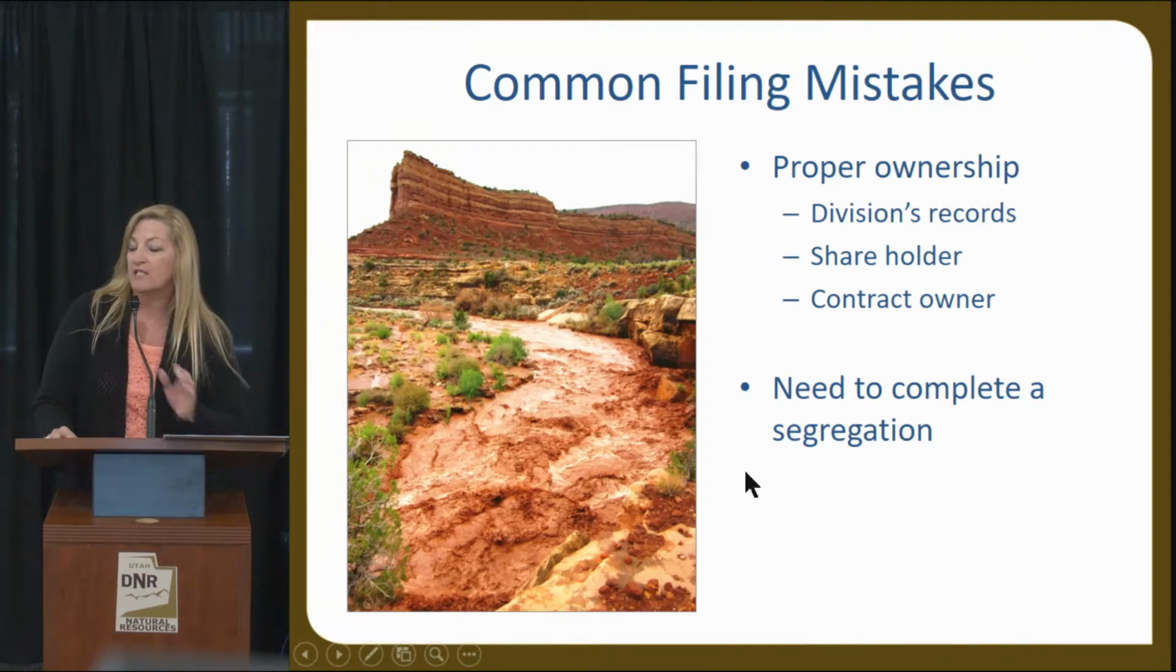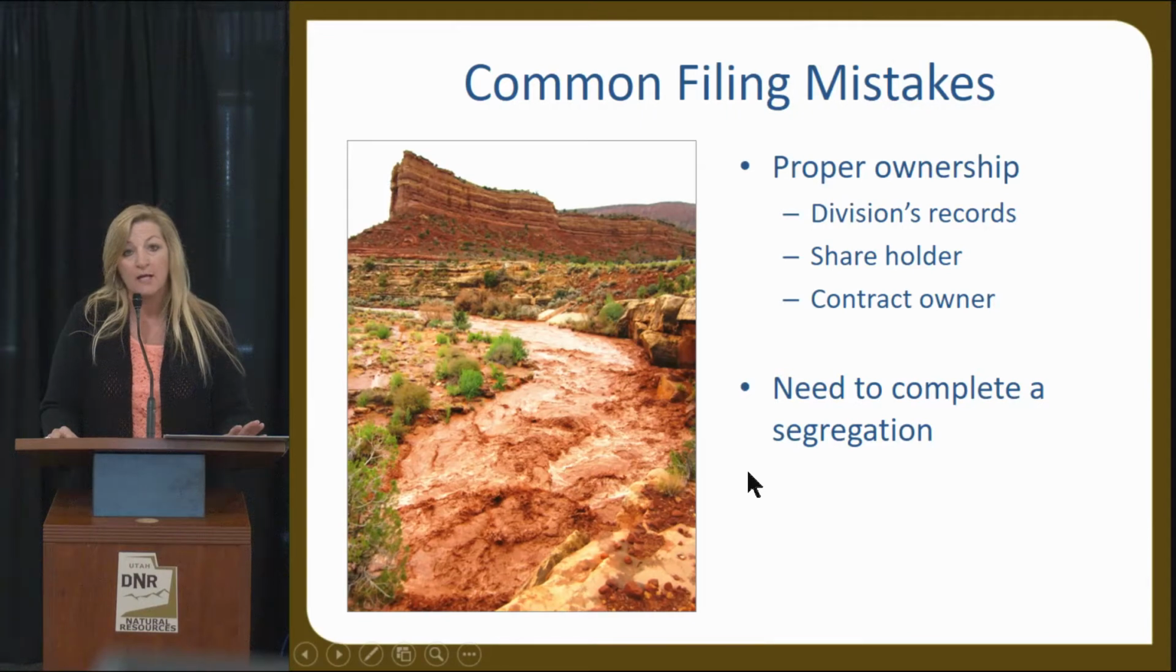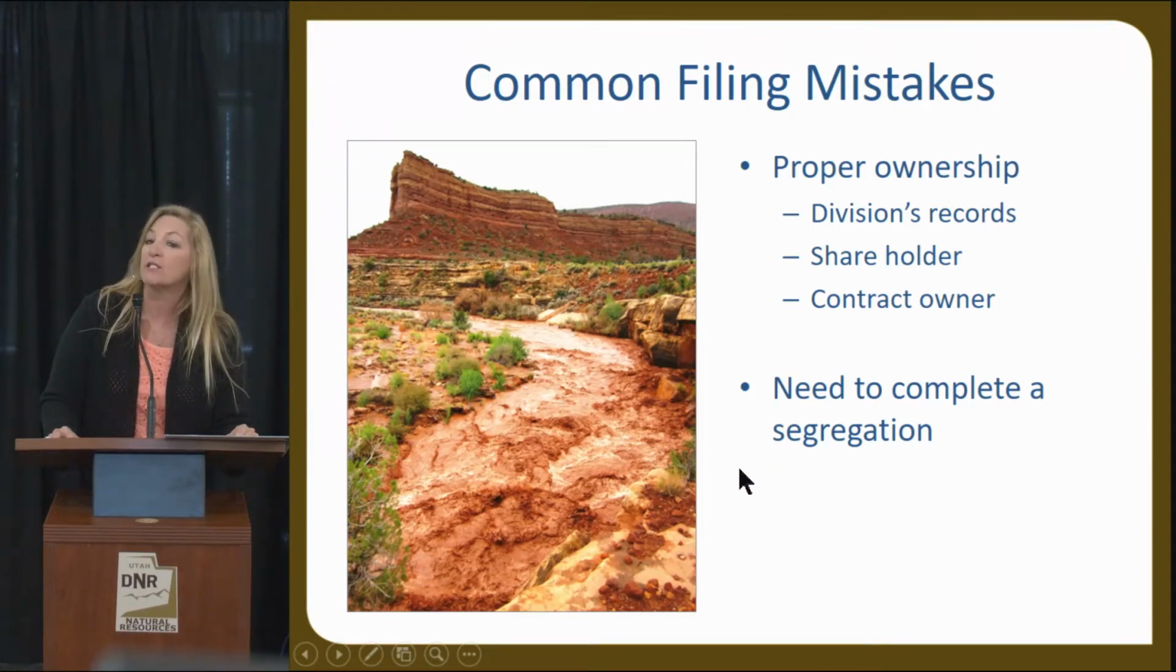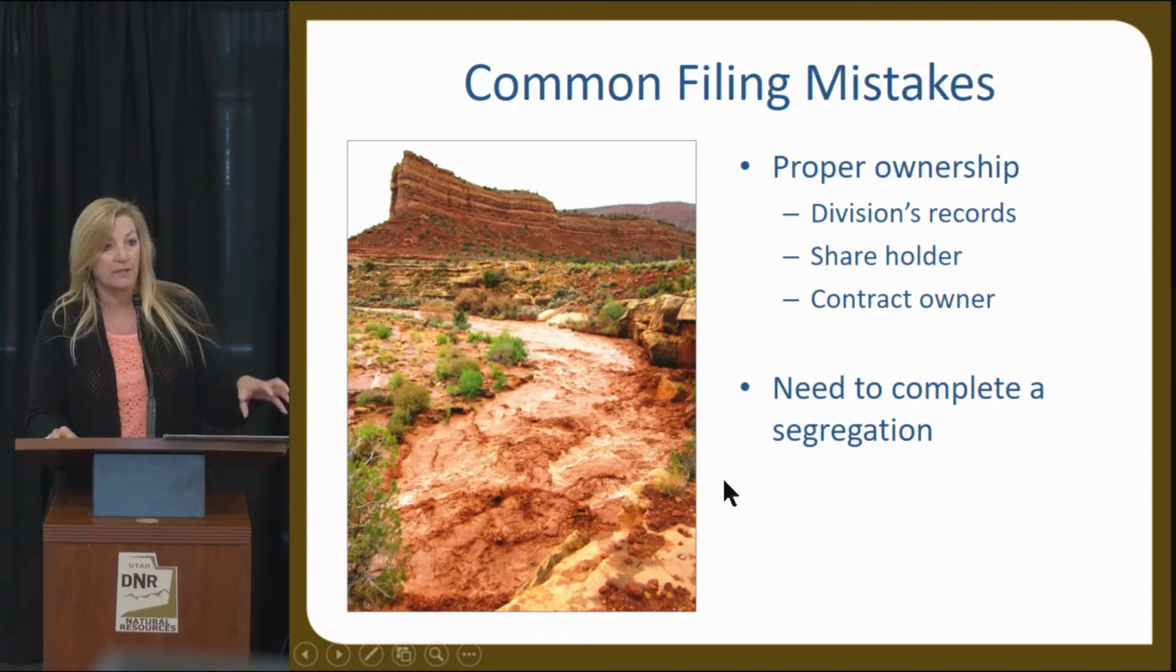On some change applications that are on existing water rights, you might need to do a segregation. A segregation is needed if you have a large water right and you only want to file a change application on a portion of it. You have to split off that portion before you can file the change, because the change application is going to be on the full limit of the water right. Another reason would be if you are one of several owners on a water right and not all of the owners are going to be a party to your change application. You would need to split your portion off to file a change application on your portion.